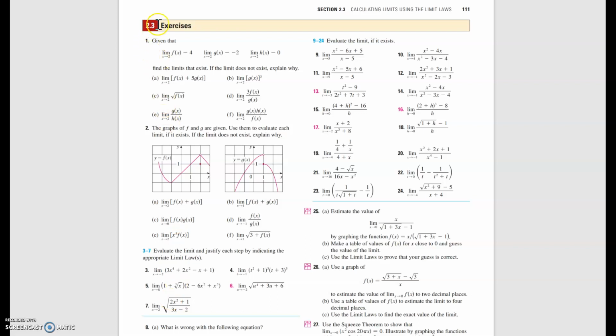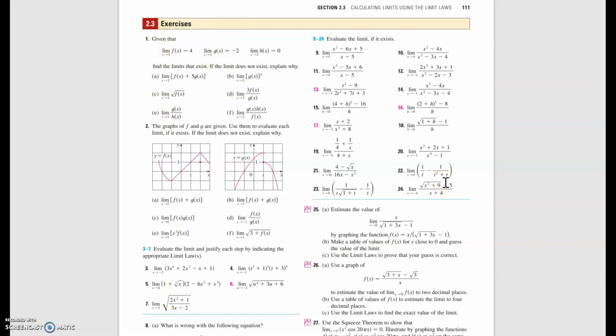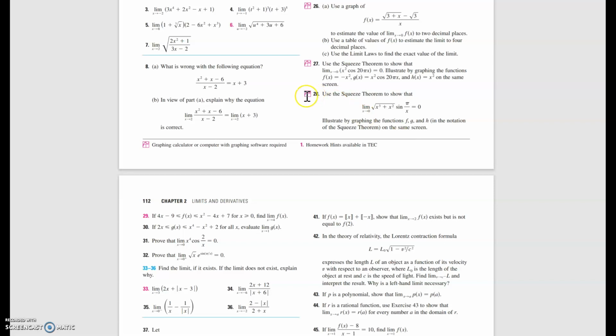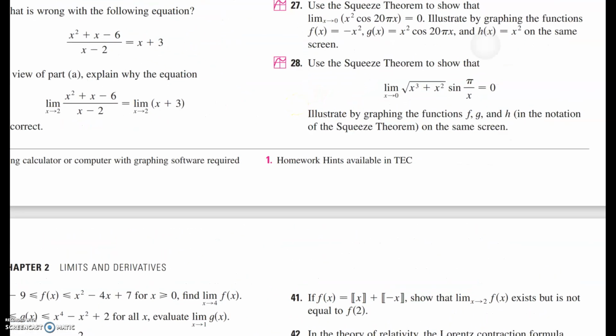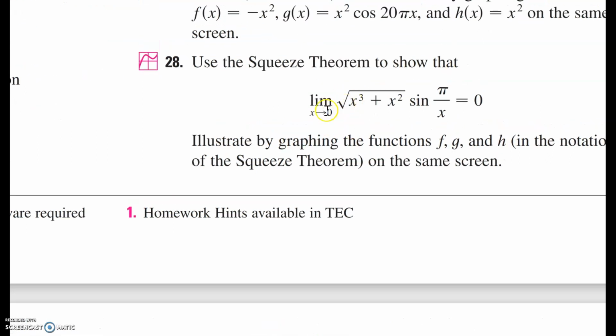Hello, this is section 2.3 in the textbook. I want to do number 28. It says, use the squeeze theorem to show that the limit as x goes to 0 of the square root of x cubed plus x squared times sine of pi over x is equal to 0, and illustrate by graphing the functions f, g, and h on the same screen. All right, so let's copy this over.